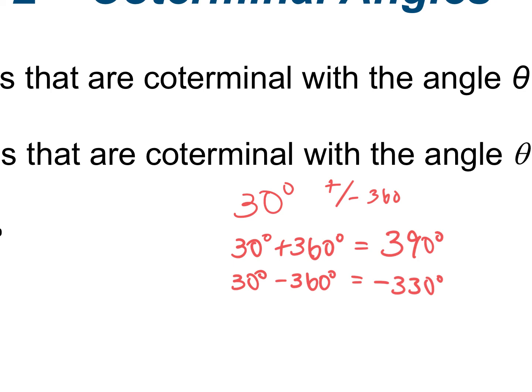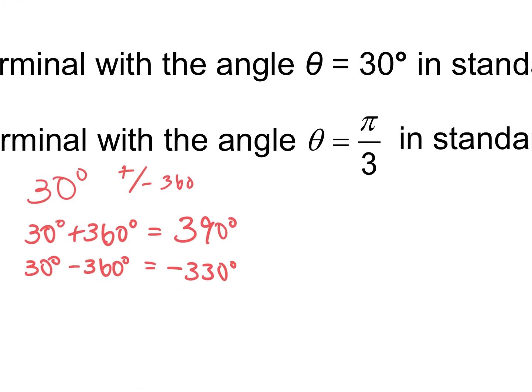If I said, draw me an angle that's 30 degrees, and then I said, draw me 390, it would be the exact same angle. You just went around the circle one time. If I said, give me negative 330, you would just go the opposite direction, and you'd end up at that same angle. It's a little bit more difficult when you're in radians, just because you have to do a little bit of fraction work.